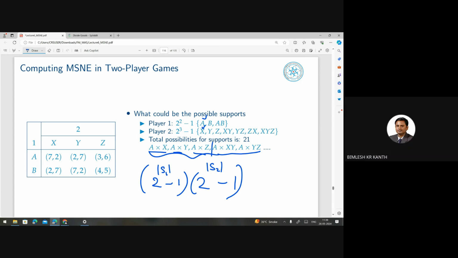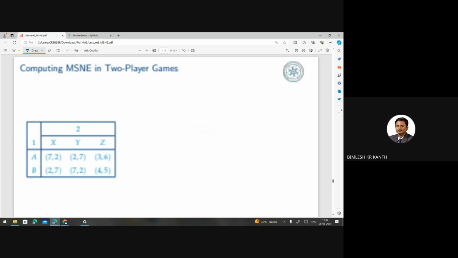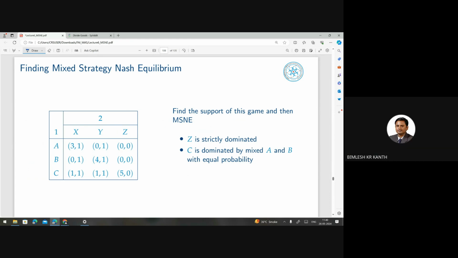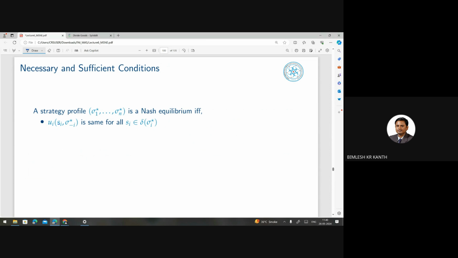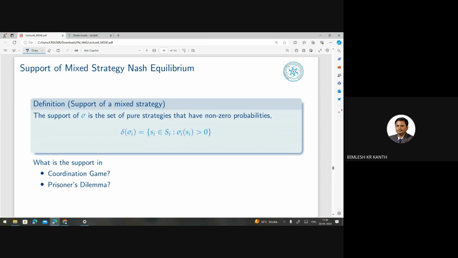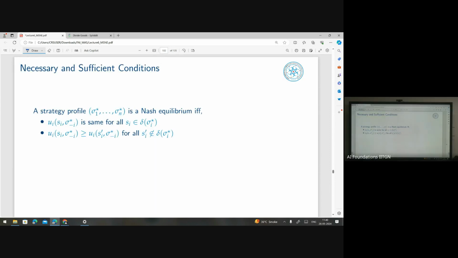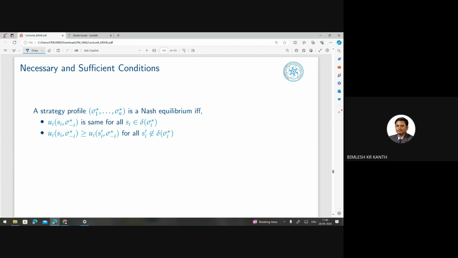Can we go back a few slides earlier? No, no, back. Where the necessary and sufficient condition is. Yes, these. What is the meaning of the first condition?